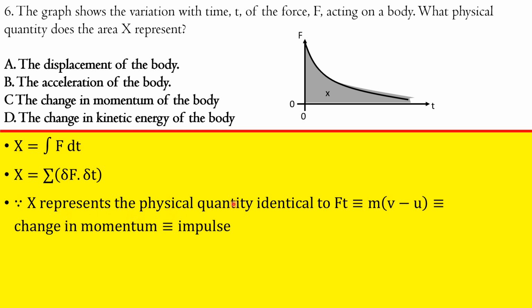So X represents the physical quantity identical to Ft, which is impulse, which is equal to change in momentum. So change in momentum is equal to impulse, which is equal to force times time. So our answer there is just the change in momentum of the body. If the alternative would have read impulse, then that would have also been the answer.